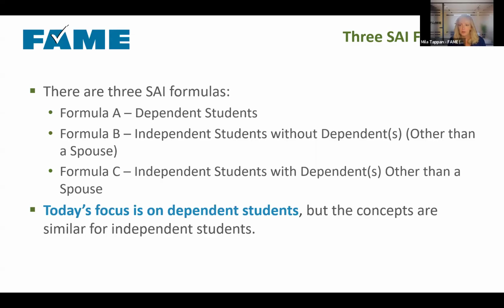And I do want you to know that if you go to our famemaine.com/FA101 page, where I showed you at the opening if you were with us, we have all of the session descriptions and we have resources. And in the resource for this particular session, we have the overarching guide for the SAI, and it includes all of the formulas and all of the worksheets for all of the formulas. So even though we're going to focus on this one formula in this session, if you want to do the hand calculations for independent students, that information is available on our website.